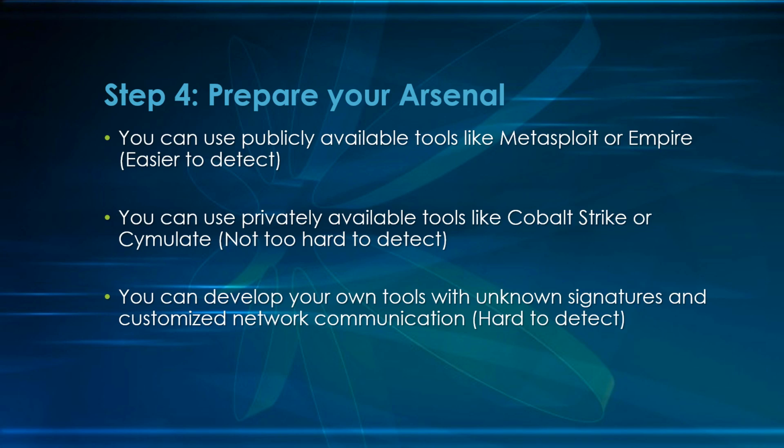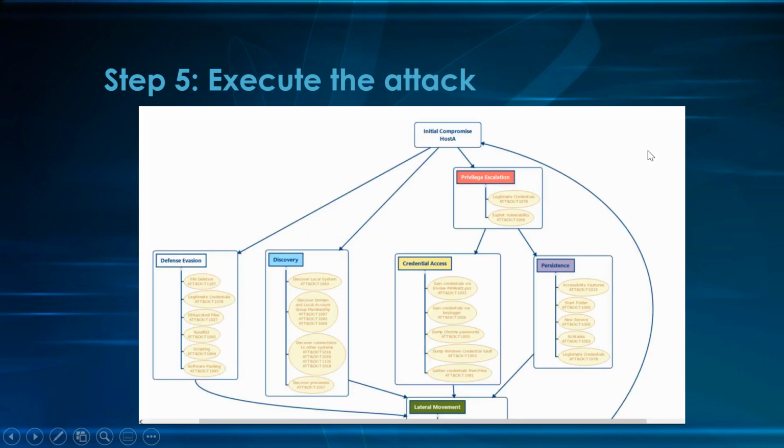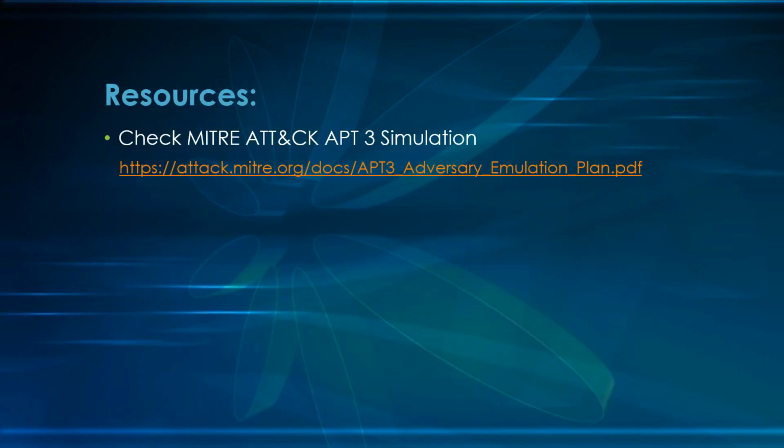They can create their own tools and develop their own malware with customized network communication, so they can bypass the antivirus, the firewall, and the intrusion detection system, and it's way harder to detect. Once they have that, they execute the attack. So this is basically the steps that a Red Team operation goes through.